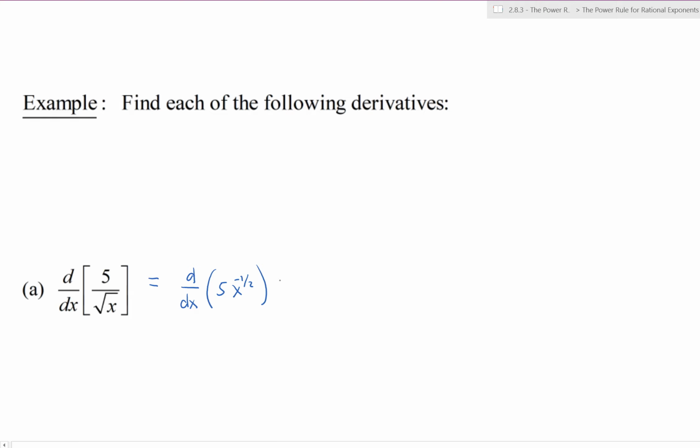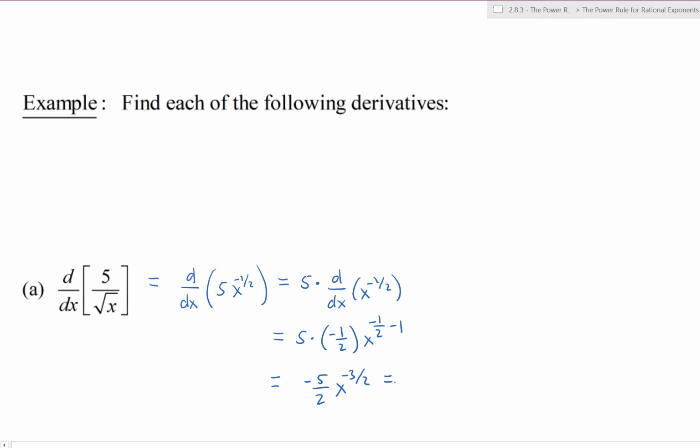And so what can we do? Take the 5, multiply it with, of course, the derivative with respect to x of x to the negative 1/2 power. And now I apply the power rule to x to the negative 1/2 to get 5 times, bring down the power, negative 1/2 times x to the negative 1/2 minus 1 power, which is a negative 5/2 times x to the negative 3/2. Now, depending on the situation, you may want to rewrite this in radical form. And so that is something that just all depends on the situation.